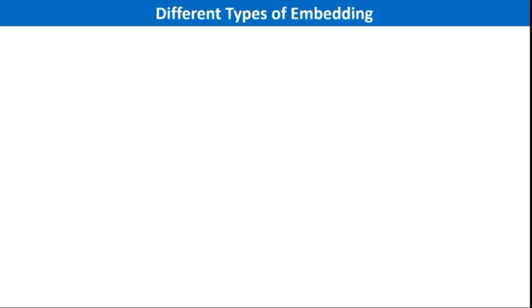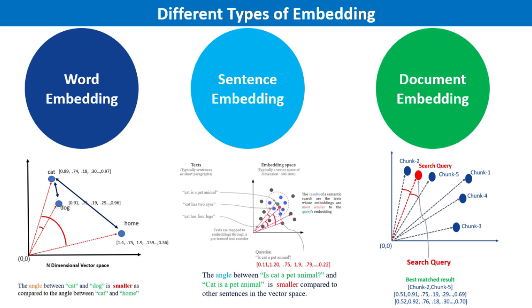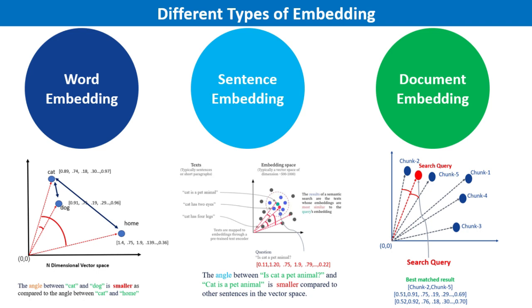The most common embedding includes word embedding. Word embedding represents individual words as vectors. These vectors are typically learned from a large corpus of text, and they can be used to capture the meaning of words and their relationships to other words.